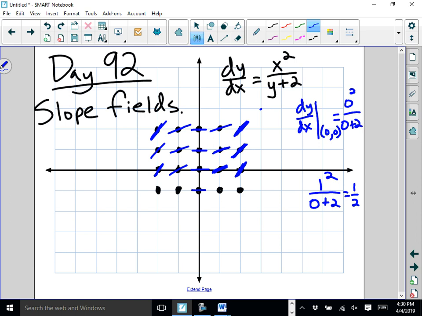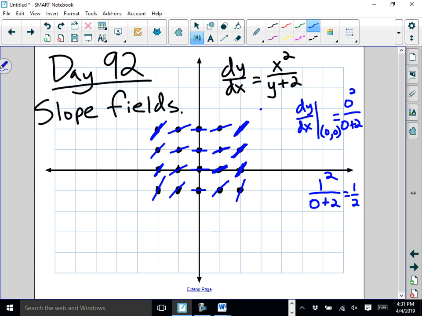Okay. Down on the bottom row, where I'm still missing four of my dots, the y value is always -1. -1 plus 2 creates 1 on the denominator. So really, I just have to worry about what x squared is. Well, 1 squared is 1, so this should be a slope of 1. -1 squared is also 1, so that should be a slope of 1. 2 squared is 4, so 4 over 1 is a slope of 4. Pretty steep. And this should be a slope of 4.